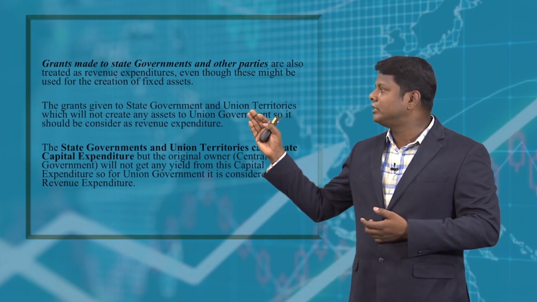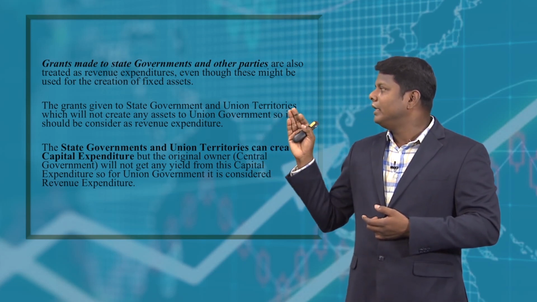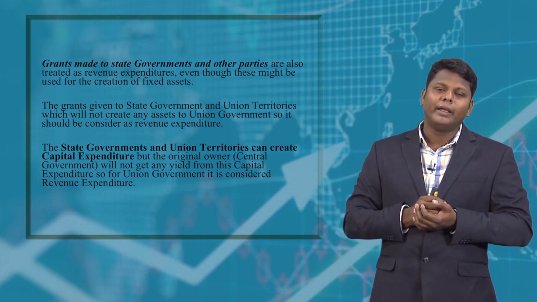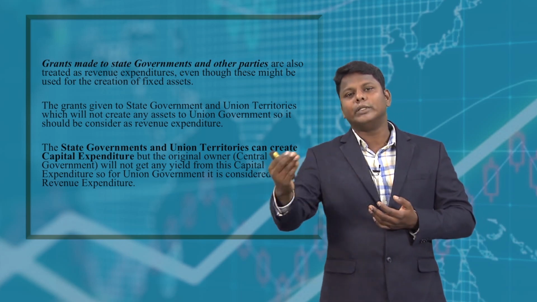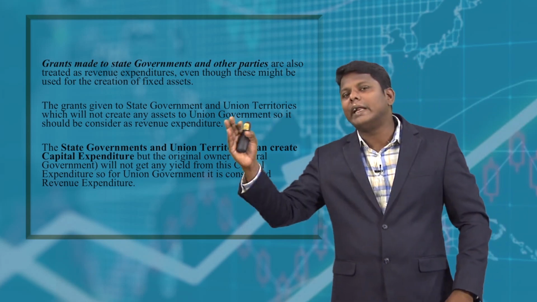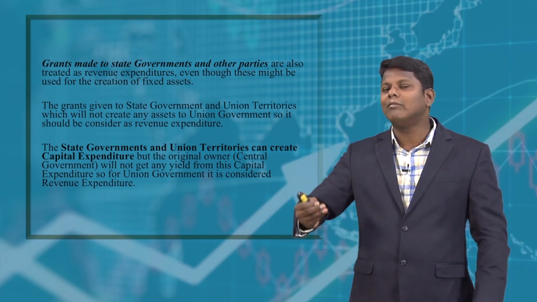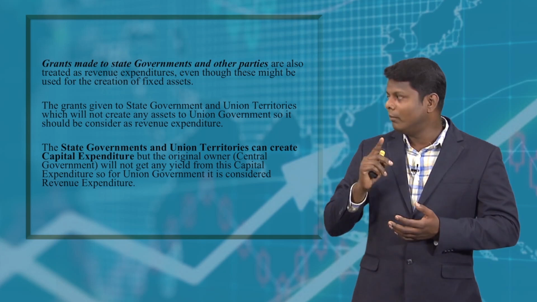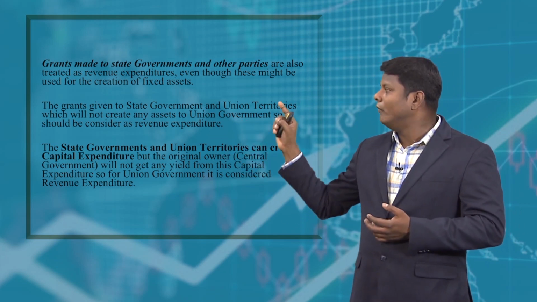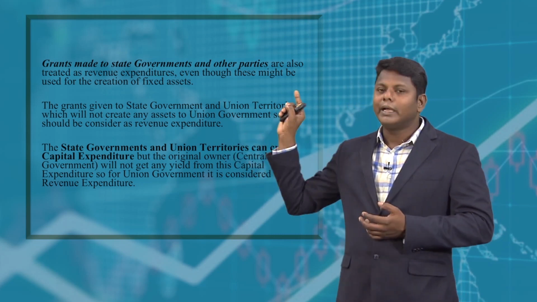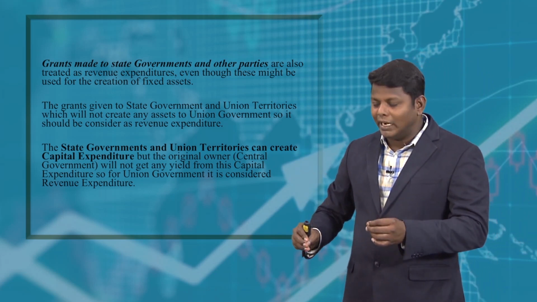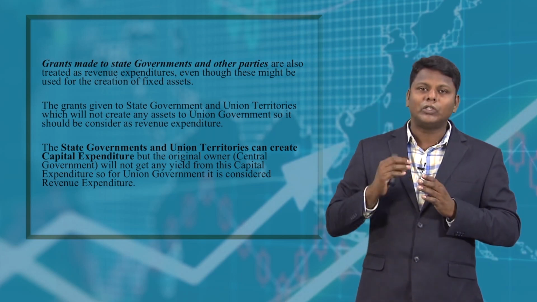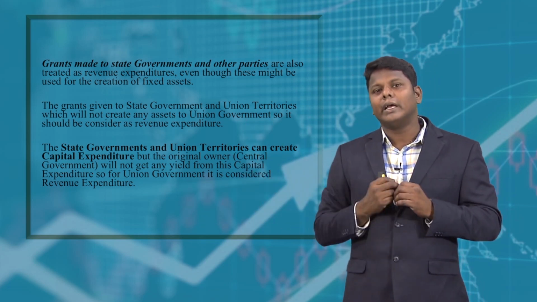See, grants made to state governments and other parties are also treated as revenue expenditure, even though these might be used for the creation of fixed assets. Let me explain clearly. See, if the Union government is giving any grant to the state government, for the Union government it is revenue expenditure, because it is a one-way transaction. It is given as a grant. The state government will not pay it back to the Union government, likewise for union territories. The grants given to the state government and union territories will not create any asset for the Union government, so it is considered a revenue expenditure. It is a one-way transaction, hence it is considered a revenue expenditure.